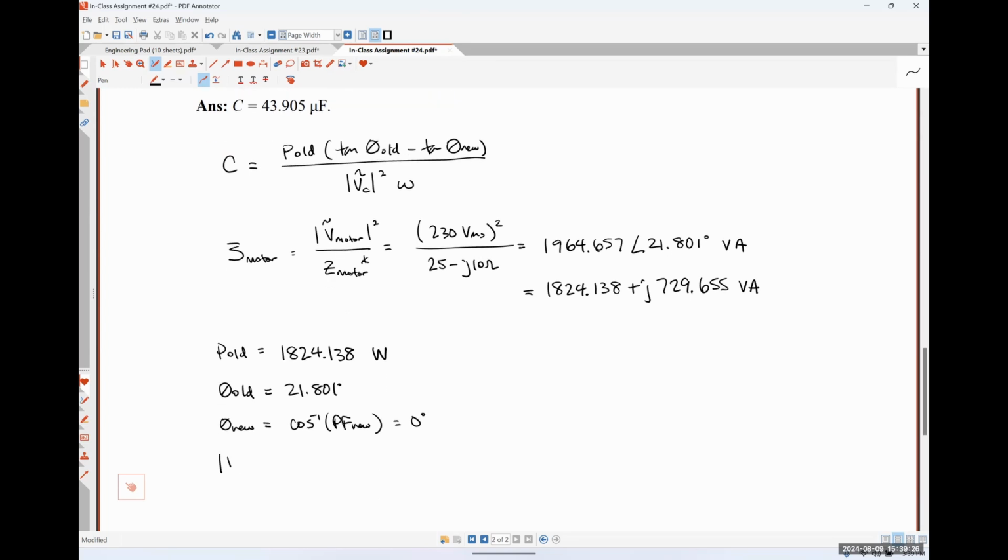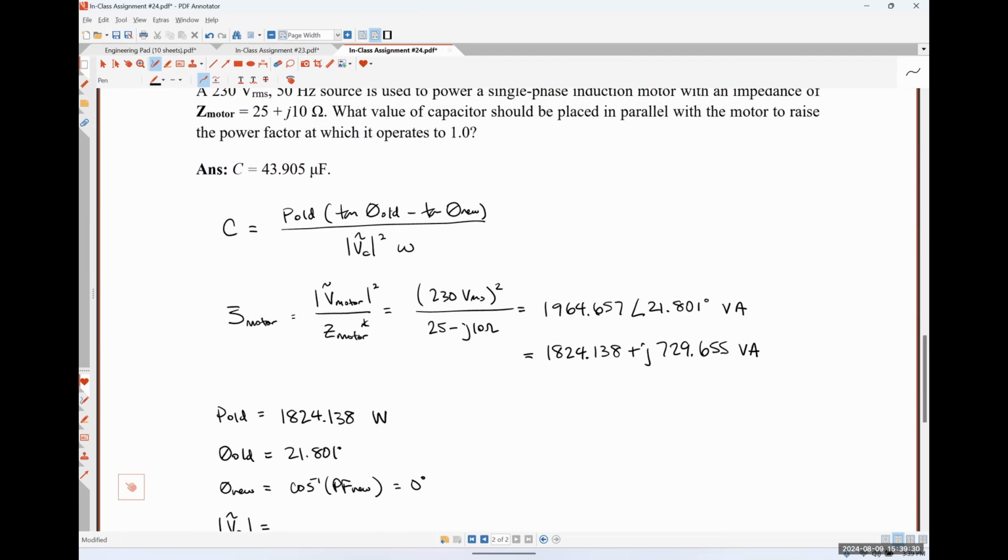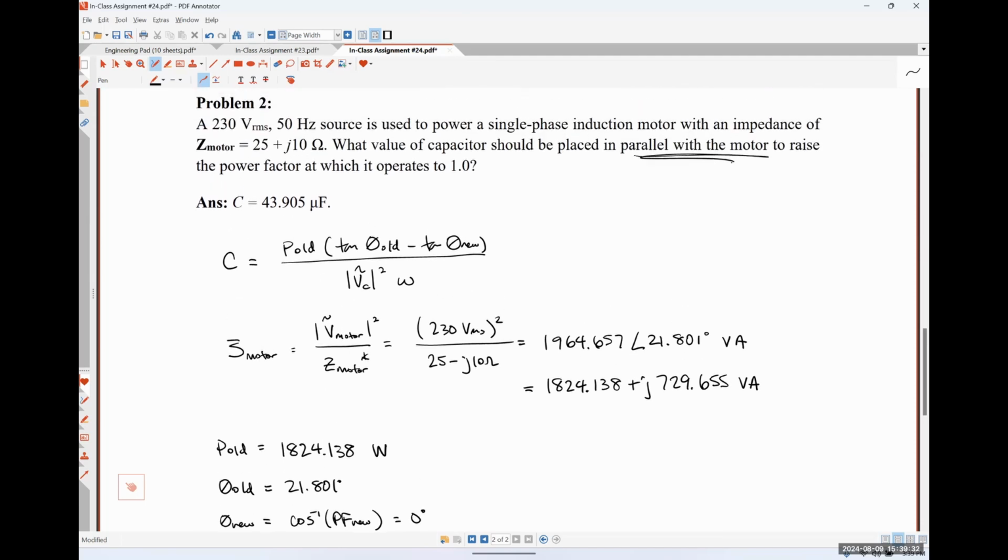What is the magnitude of the voltage drop across our capacitor? So we're told that we are placing it in parallel with the motor.